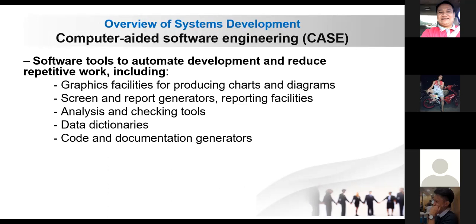Computer-aided software engineering, sometimes called computer-aided system engineering, is the automation of step-by-step methodologies for software and system development to reduce repetitive work. CASE tools attempt to increase productivity and quality by facilitating the creation and revision of design specifications and program code.